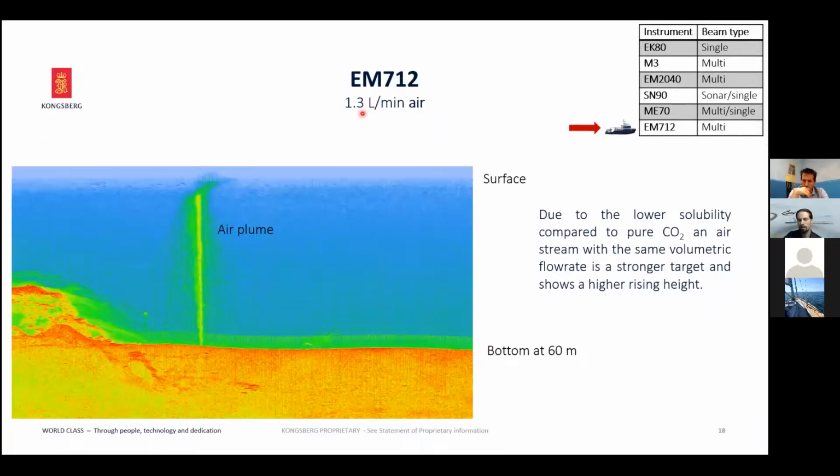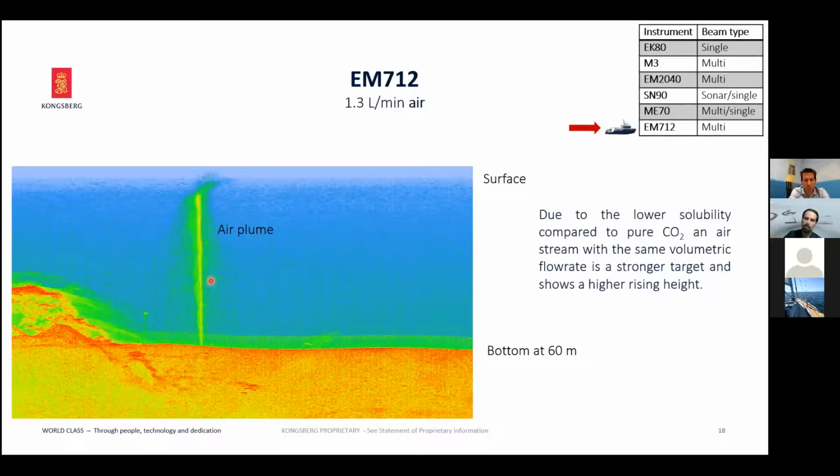And this one has been recorded with the same volumetric flow rate, but not with CO2, with an air plume instead. Experiments were conducted with the air plume as well as with the CO2 plume, because as you can see, there is a much stronger reflection coming from the air plume.